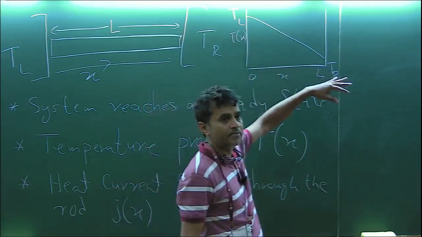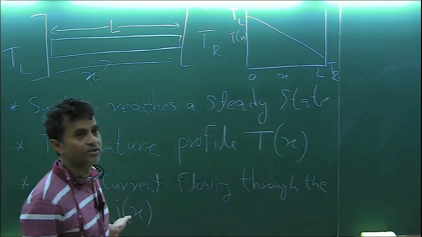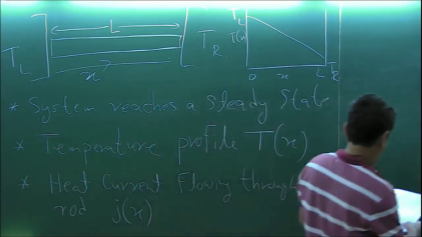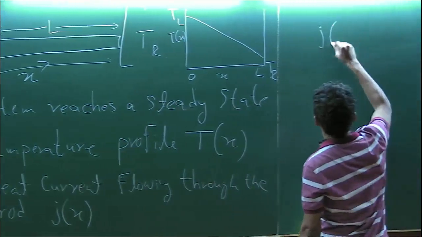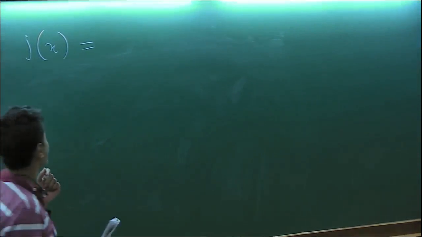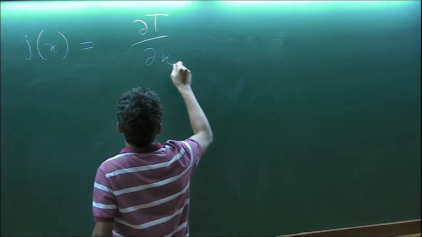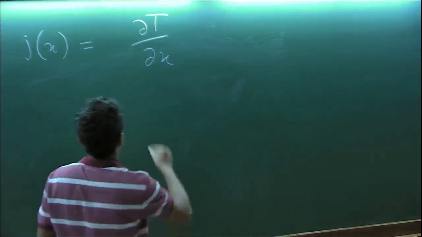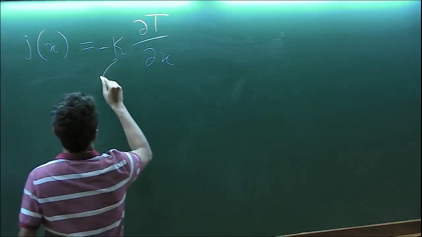So there's a gradient in temperature, and what you expect is that the current density should depend on the temperature gradient. That's the simple expectation: if there's no gradient, no current. If there's a gradient, it should be proportional to the gradient. The proportionality constant is called the thermal conductivity, kappa. That's the thermal conductivity of the system.